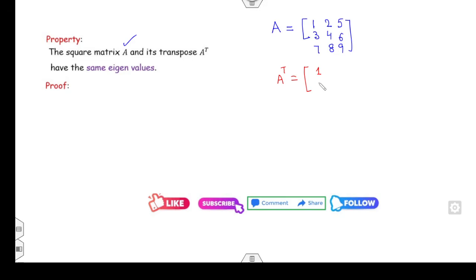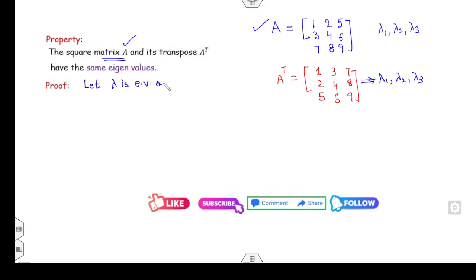A transpose will be 1, 2, 5, 3, 4, 6, 7, 8, 9. If I say lambda 1, lambda 2 and lambda 3 are the eigenvalues of A, then A transpose also has the same eigenvalues lambda 1, lambda 2 and lambda 3. Fine. Now the proof is very simple. What is the meaning of the eigenvalues of A? If I assume lambda is an eigenvalue of the matrix A, what does it mean?